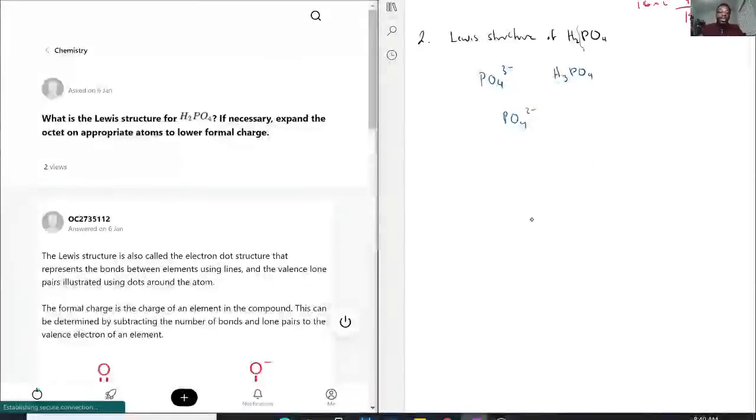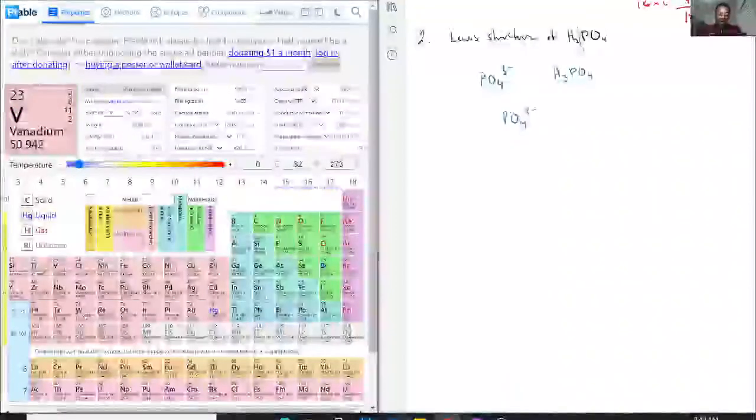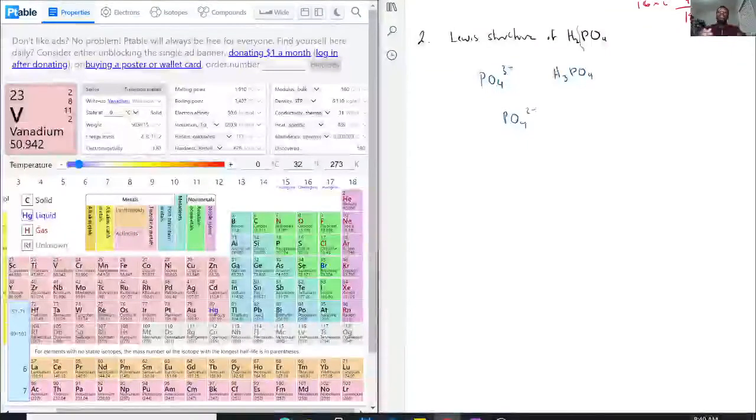Phosphorus, okay, based on the periodic table, that is on the 15th column. So that's 5 electrons it can donate, okay? So that would be 5. Oxygen is on the 16th column. So that's 6 electrons it can donate. But there's 4 of them. So that's 6 times 4. That's 24. And then we have 5 and 24.